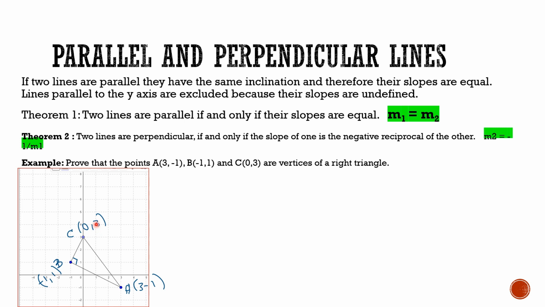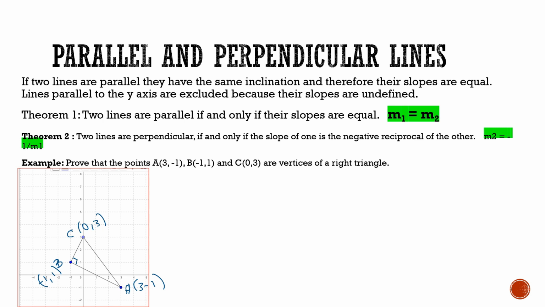If we can prove that one or two of these lines here will have a negative reciprocal of the other, then we can prove that they are perpendicular. And if they are perpendicular, they will form a 90-degree angle. And we know that a right triangle is a triangle that is having a 90-degree angle. That is how we are going to attack this problem. Therefore, first off, we are going to get the slope of A to B.